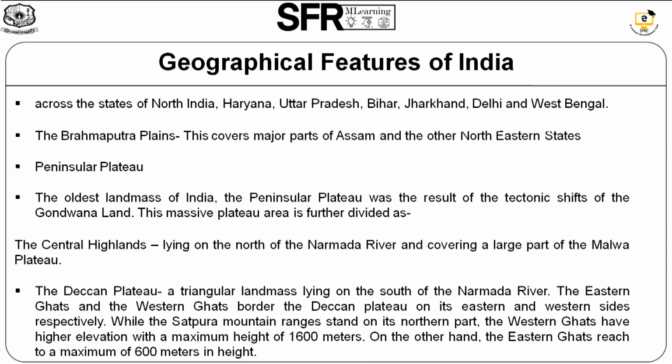While the Satpura mountain ranges stand on its northern part, the western Ghats have higher elevation with a maximum height of 1600 meters. On the other hand, the eastern Ghats reach a maximum of 600 meters in height.